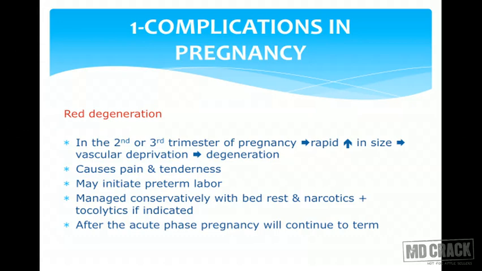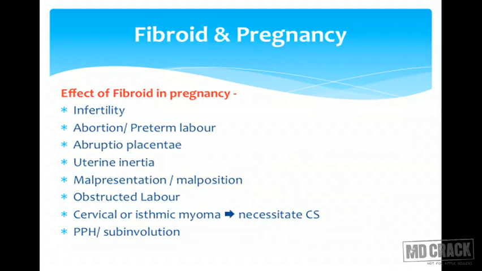It causes pain and tenderness. It may initiate preterm labor. We have to manage it conservatively with painkillers, and if she goes into preterm labor, then tocolytics may be needed. After the acute phase of this pain is over, pregnancy will continue till term. And I again want to insist on this point that the treatment for red degeneration is conservative management and no surgery is necessary.